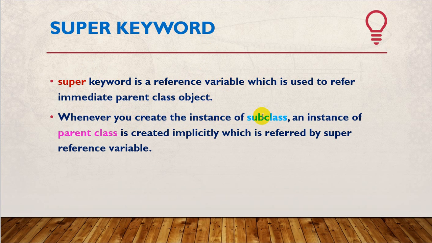Whenever you create an instance of a subclass, an instance of the parent class is created implicitly, which is referred to by the super reference variable. In inheritance, you have already seen that, for example, we have a parent class and it is inherited by the child class, which we call a subclass. So when you create an object of the subclass, whatever members are there become a part of that object. In that case, we can say that there is one superclass that is encapsulated in the subclass object. So it will actually be embedded in it.